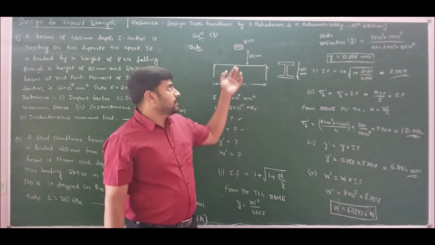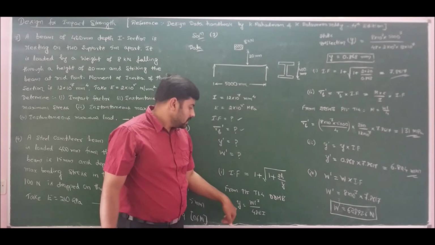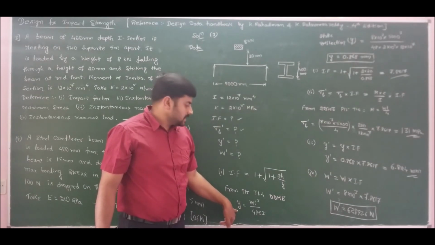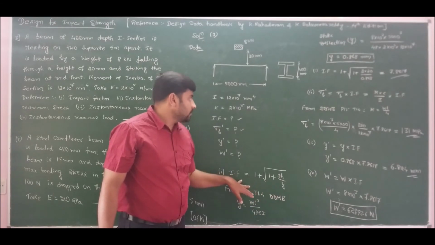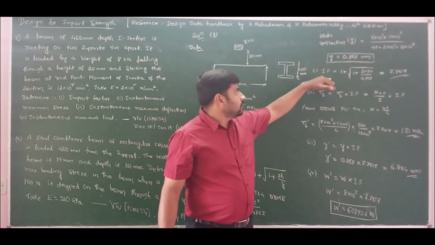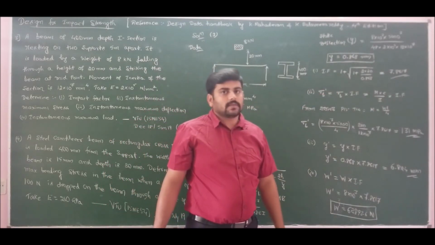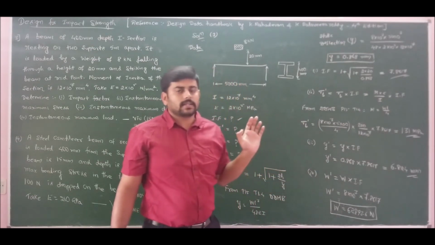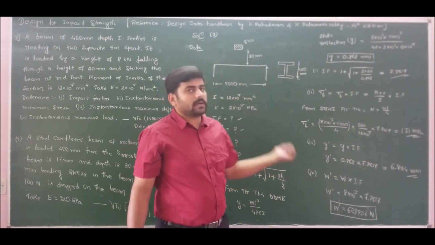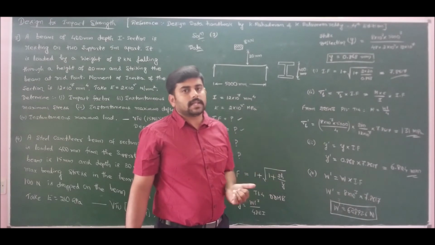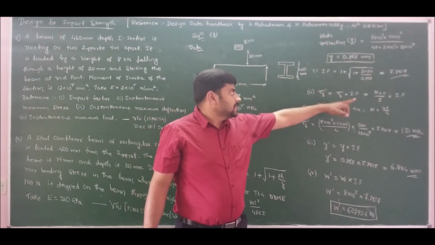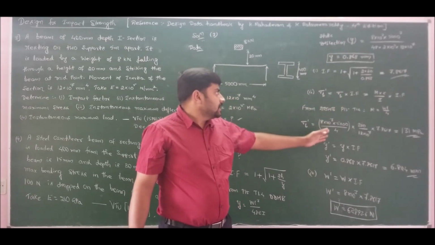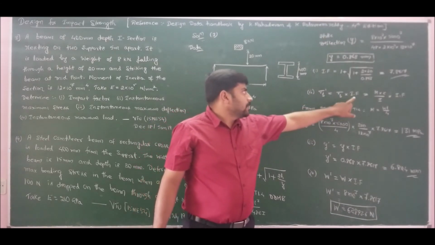So here we have a simply supported beam loaded centrally. For this, the static deflection is given by FL cube by 48 EI. Use this to find the impact factor. I found the impact factor as 7.8617. Once I know the impact factor, it is very easy. Multiply the impact factor with static quantities to get the instantaneous quantities. I know the formula for static bending stress, that is MC by I. I calculated the static bending stress and multiplied it by the impact factor.